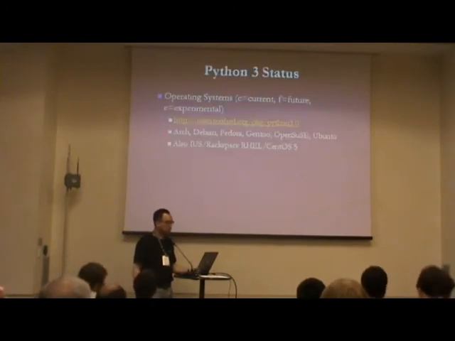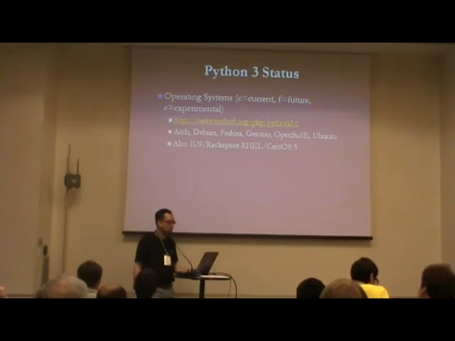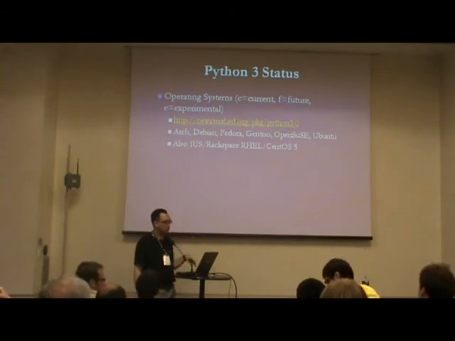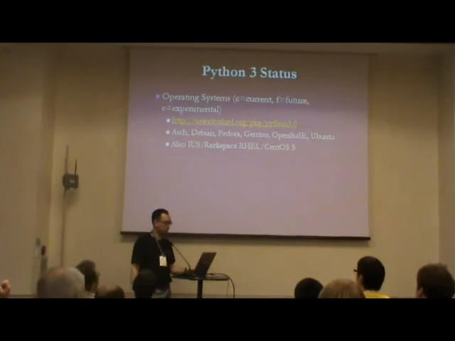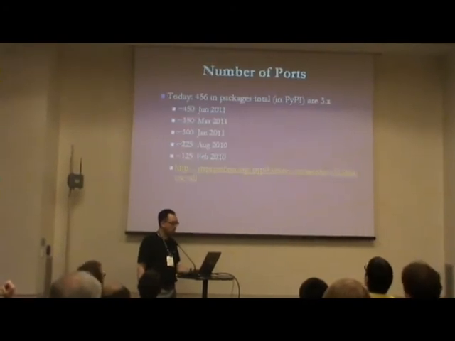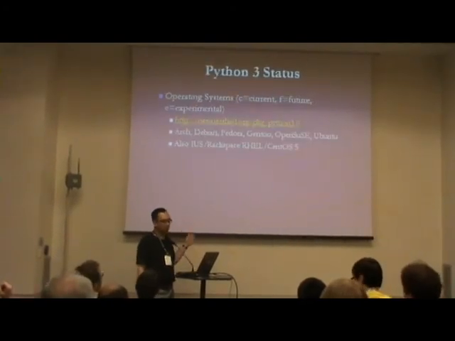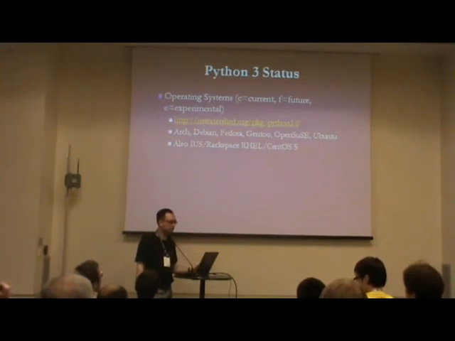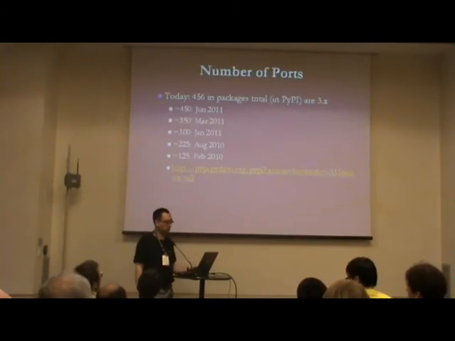Python 3 status. So this is just talking about the different distributions of Linux. C is current, F is future, E is experimental. You can take a look at that website to show you the current status of Python 3 releases in all of these different Linux distributions. Anyway, it's not that important, especially if you're not a Linux user. But if you are, you can see which ones fully support 3.0, 3.1, 3.2, etc.